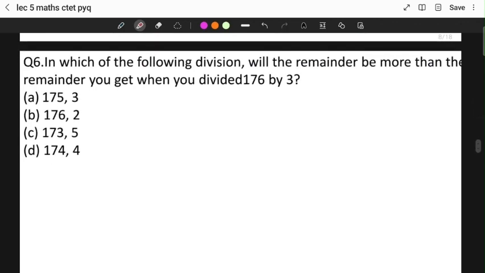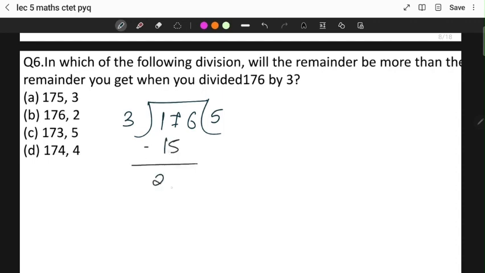In which of the following divisions will the remainder be more than the remainder you got when you divided 176 by 3? This is the question. Okay, let us understand this now. Look here. Basically, what is the question? When we start dividing 176 by 3, what are we going to get? 5 3s are 15, that is 15, minus, 2 is the remainder, 6 comes down now. So 3 8s are 24, 2 is the remainder over here.